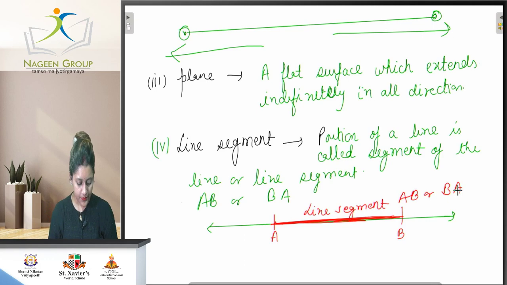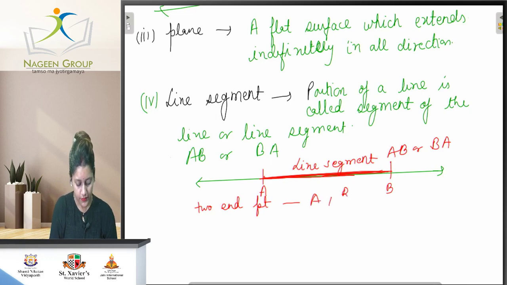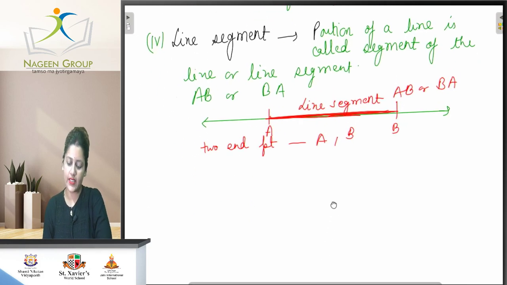After that, what are we going to find? We find that the line segment has two end points. Those points are A and B. Okay.